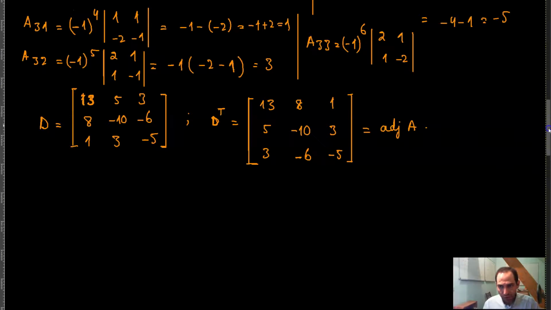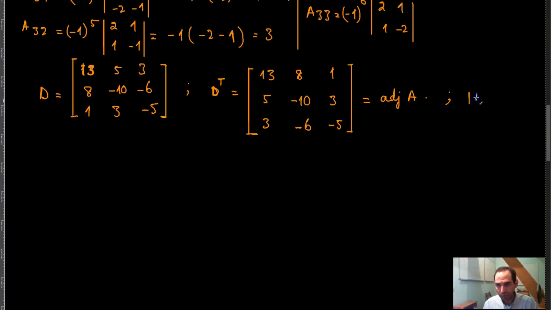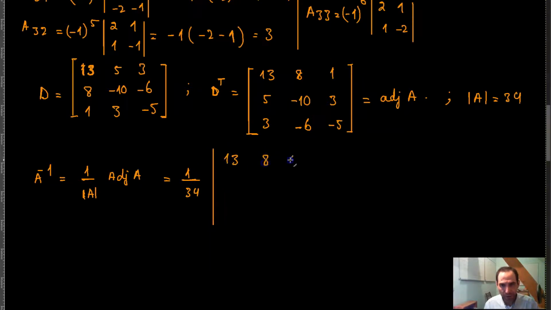Now, once you have the adjoint of A, and once you have the determinant of A, which in this case is 34, so you know that the determinant of A is equal to 34, right? Then A inverse is 1 over the determinant of A times the adjoint of A, which is equal to 1/34 times this matrix: 13, 8, 1, 5, -10, 3, 3, -6, and -5. And that is basically A inverse.